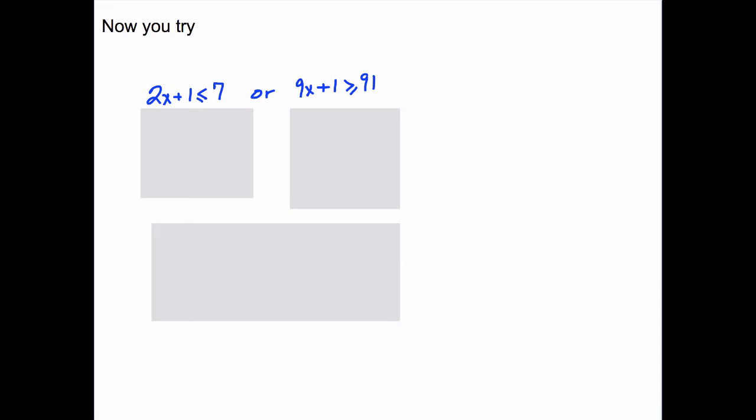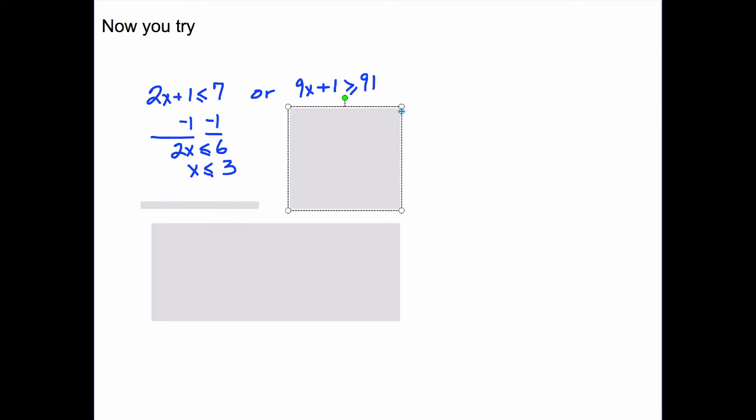Okay, let's look at this final problem. Solving 2x plus 1 is less than or equal to 7: we subtract 1 from each side, we get 2x is less than or equal to 6, divide each side by 2, and we've got x is less than or equal to 3. On this side, we subtract 1 from each side, and we get 9x is greater than or equal to 90. Divide each side by 9, and we get x is greater than or equal to 10.